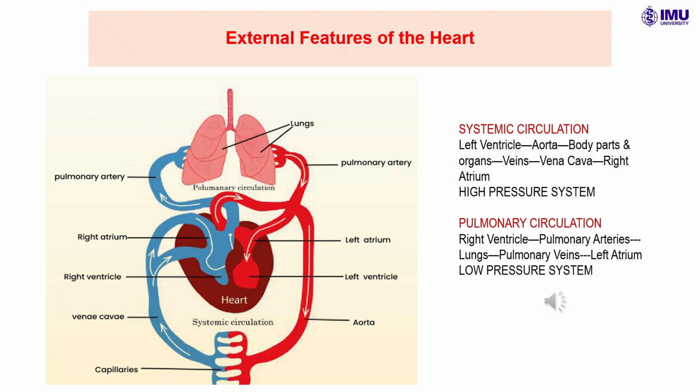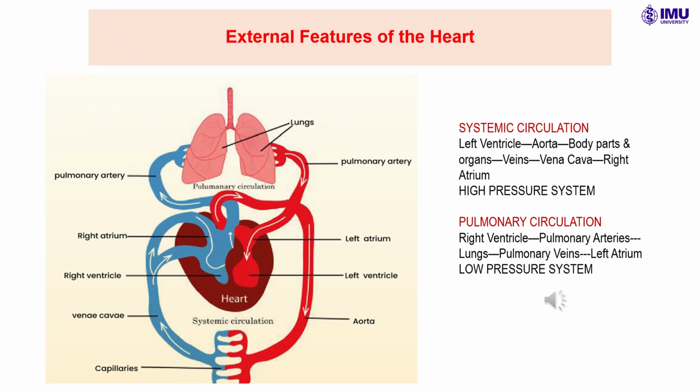Pulmonary circulation helps to supply deoxygenated blood to the lungs and bring back oxygenated blood to the heart. Right ventricle receives deoxygenated blood from right atrium via atrioventricular valve, and sends via pulmonary trunk and 2 pulmonary arteries to right and left lungs. After being oxygenated, this blood comes back to the left atrium of heart via pulmonary veins.